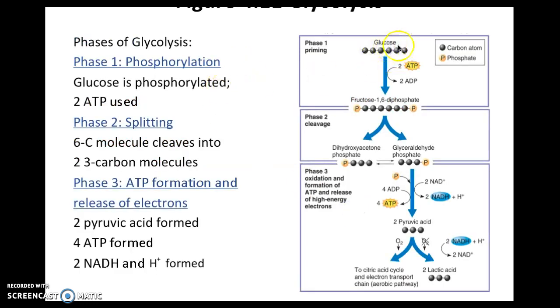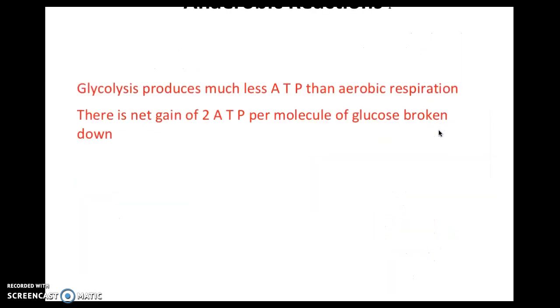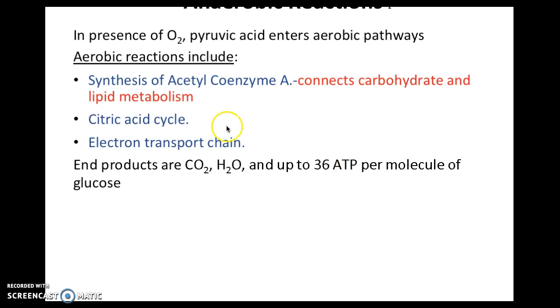So here is glucose, 6-carbon molecule, and you simply break it down into 2 pyruvic acids right there. In the anaerobic reactions, glycolysis makes much less ATP than aerobic. Glycolysis is anaerobic, and there's a net gain of 2 ATP molecules per glucose that you break down.